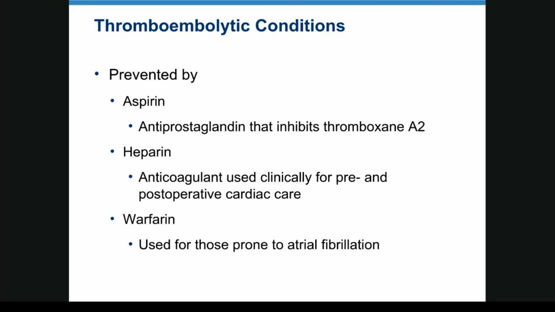Okay, thromboembolic conditions. Aspirin is given 81 milligrams daily. Heparin is used around the time of surgery to prevent clotting. Warfarin or Coumadin is given to patients who are prone to get clots. People with atrial fibrillation have clots, or tend to get clots.